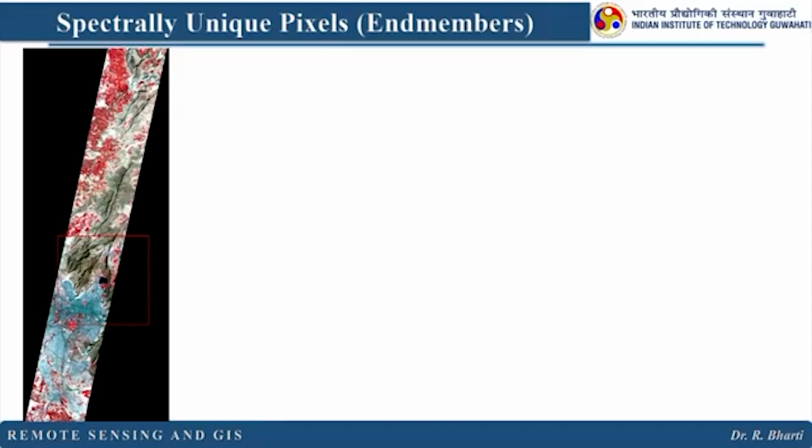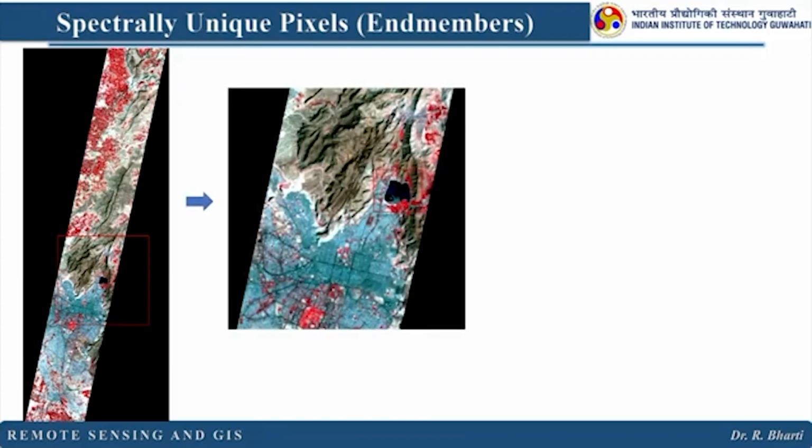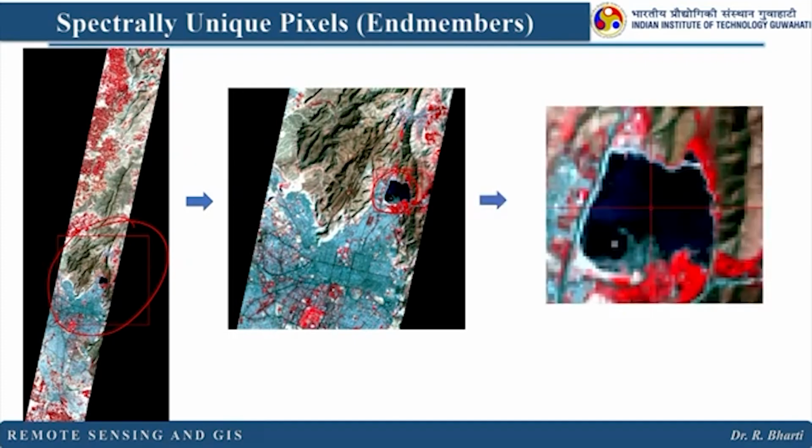Let me explain what exactly I am calling an end member, right? So here this is one image, right, and this is the zoomed view of this particular portion, right, and here you can see this is a water body, and this is a further zoomed image of this water body. Now here what do you expect? So these corners may have some influence of soil and other materials, right?